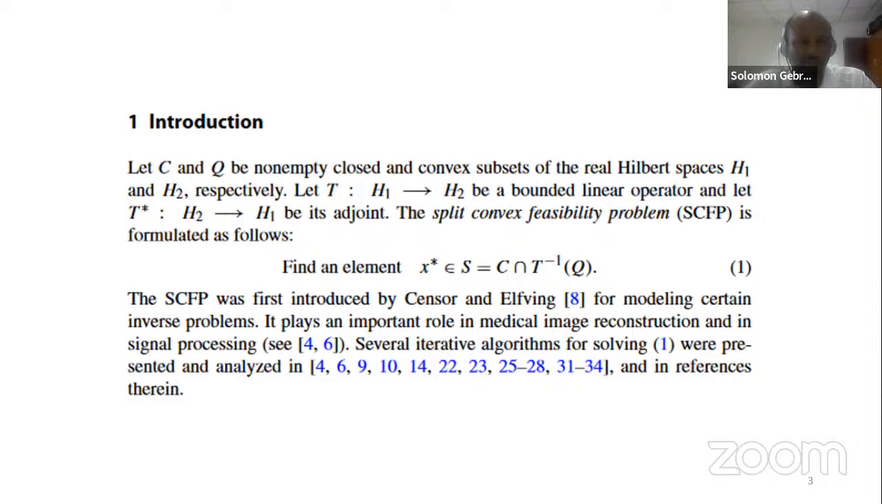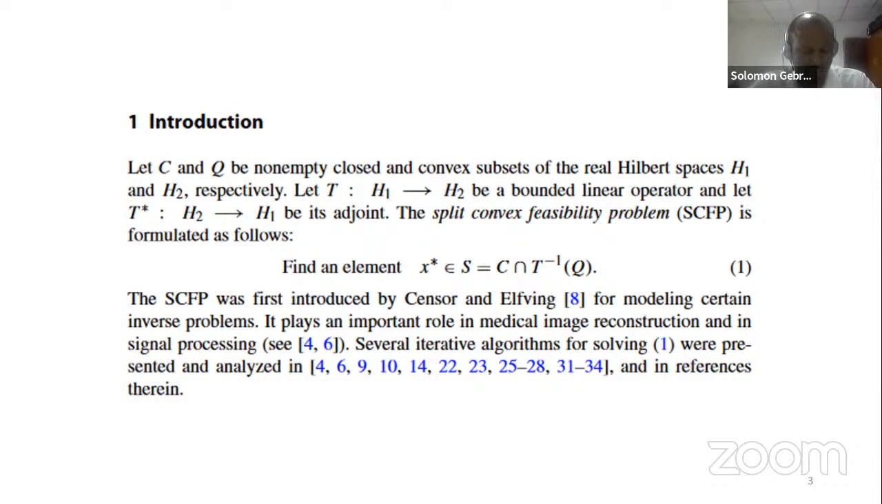The split convex feasibility problem is as follows: when you have two nonempty closed convex subsets C and Q of the Hilbert spaces H1 and H2, and a bounded linear operator T from H1 to H2, the problem is formulated as: find an element x* in S, which equals C intersection T inverse of Q. This means the split convex feasibility problem requires finding a point in a closed convex set C in H1, such that its image under T lies in another closed convex set Q in the image space.